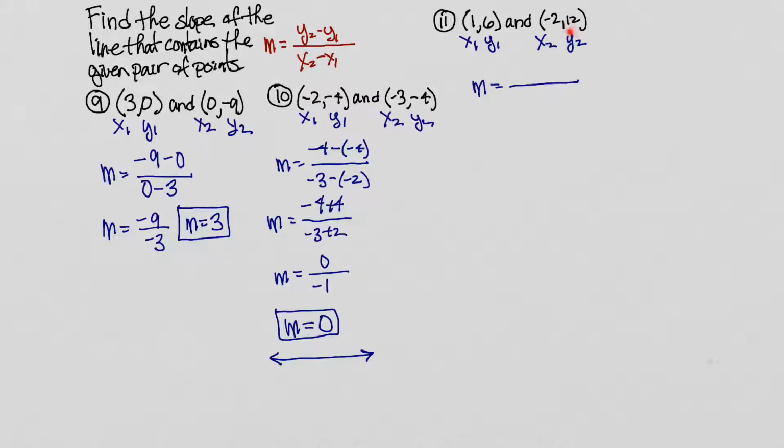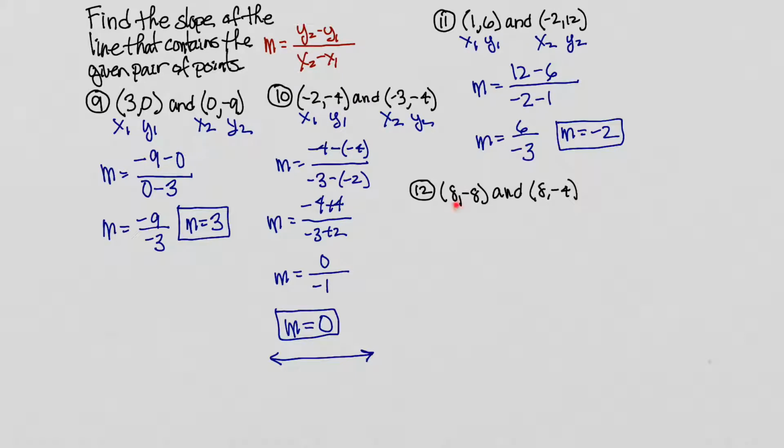So the second y minus the first y. So we're going to have 12 minus 6. Now in the denominator with the x's, right over here in our formula, x2 minus x1, the second x minus the first x. The second x is negative 2. The first x is 1. So we're going to get negative 2 minus 1. We'll get m is equal to 12 minus 6, which is 6, over negative 3. So m is equal to negative 2.